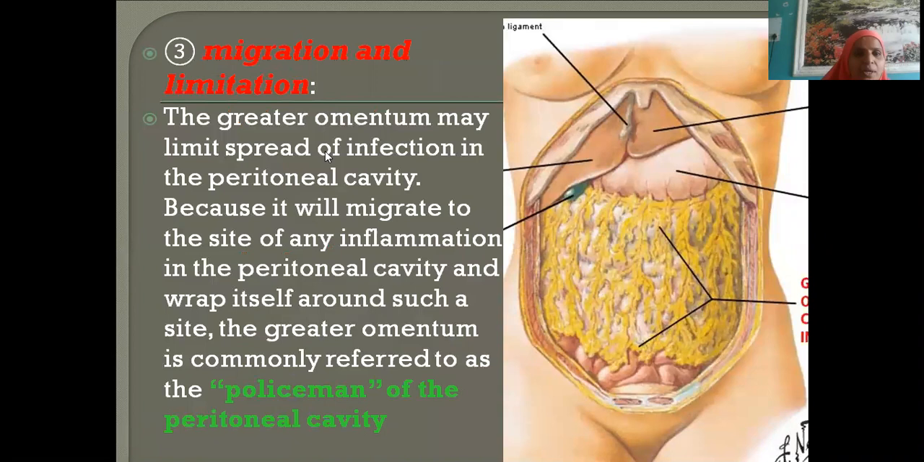The greater omentum limits the spread of infection in the peritoneal cavity because it will migrate. I told you it can move. It acts like a policeman to the site of any inflammation in the peritoneal cavity, and it wraps itself around such a site. That's why the greater omentum is called the policeman of the peritoneal cavity.